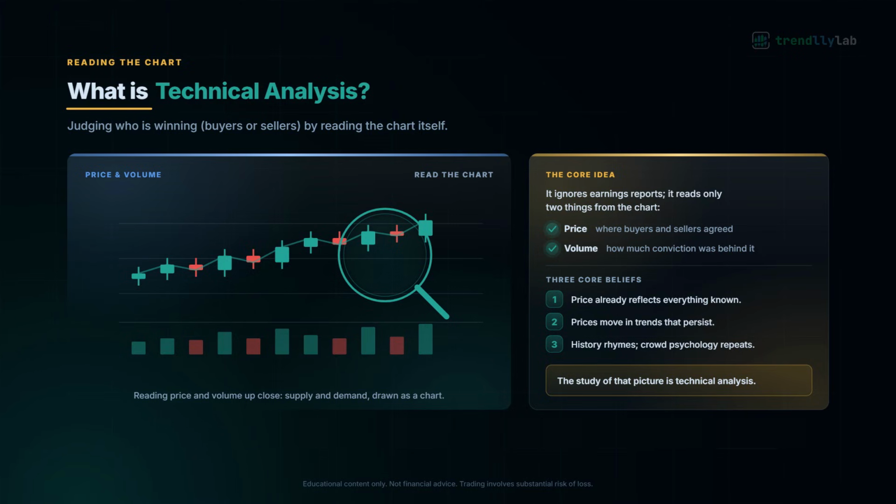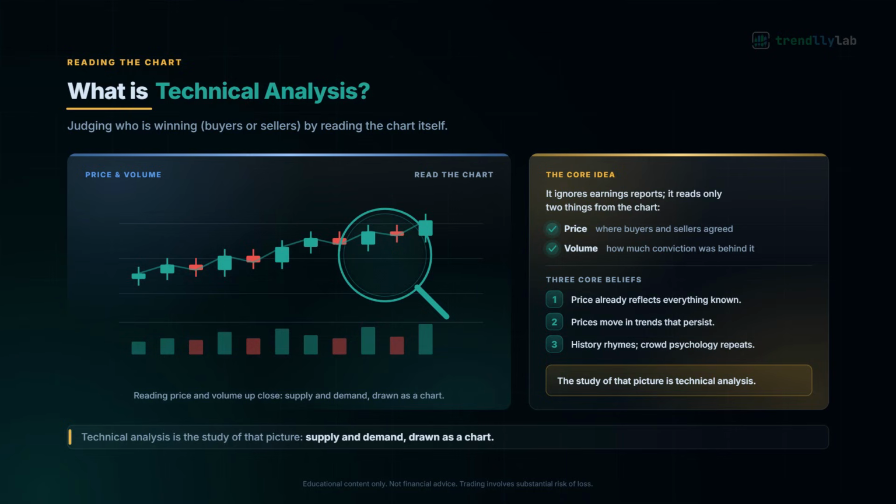Technical analysis is the study of that picture. Supply and demand, drawn as a chart. At its core it asks one question over and over. Who is in control right now? And is that control strengthening or weakening? Everything else in this course is a different lens on that single question, which raises the obvious comparison.